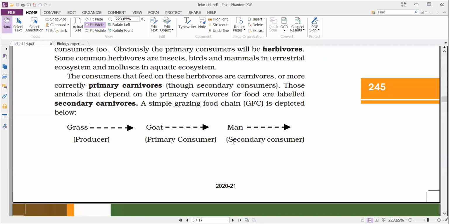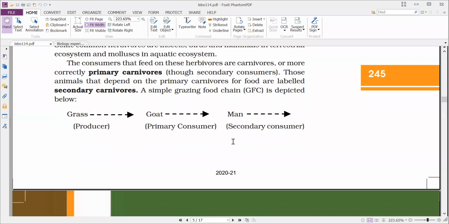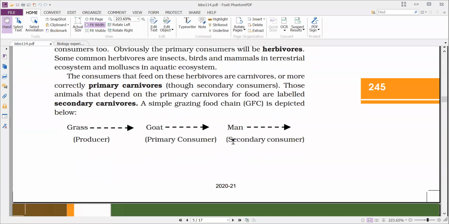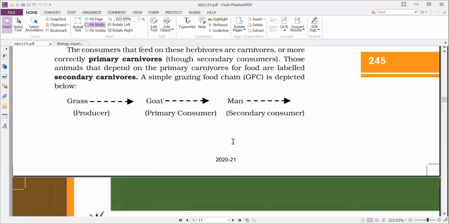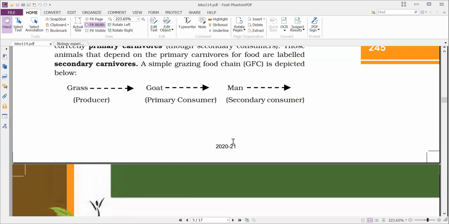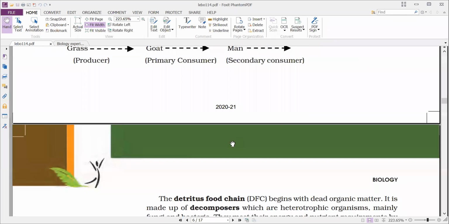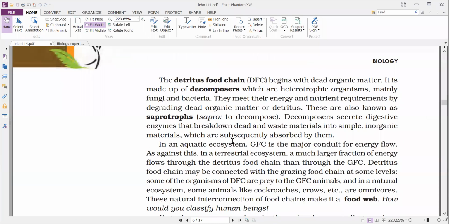This is the simple food chain, which is showing three trophic levels. So the minimum trophic levels in a food chain are three. Minimum three trophic levels will be present in each food chain or in each ecosystem. It may range from 3 to 5 depending upon the type of the ecosystem.